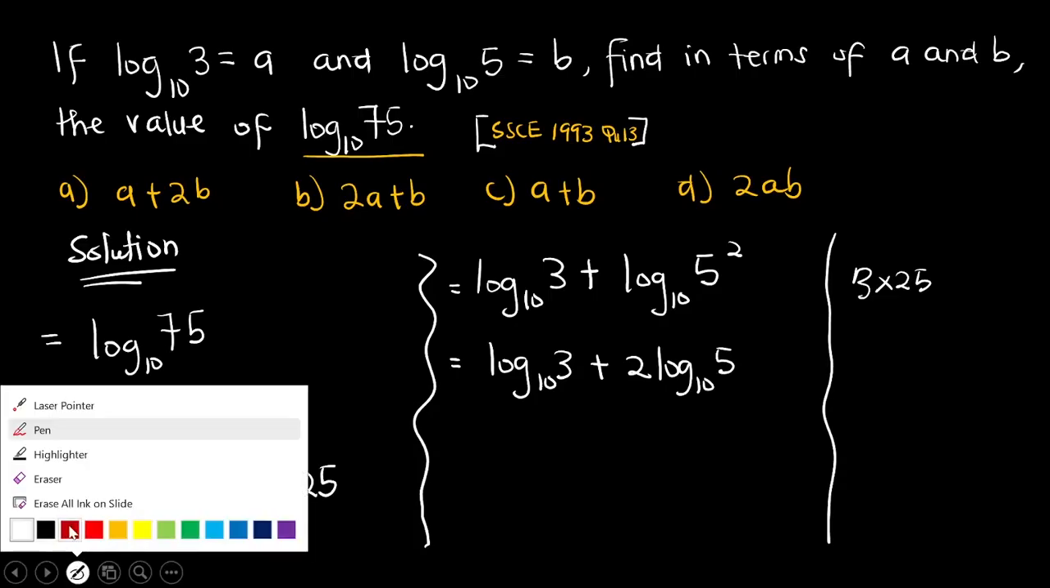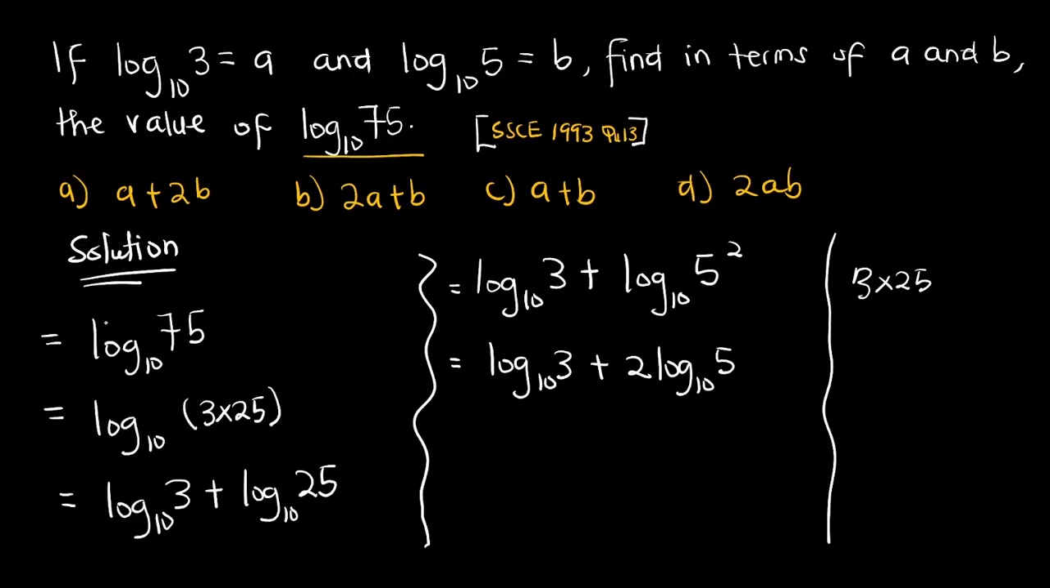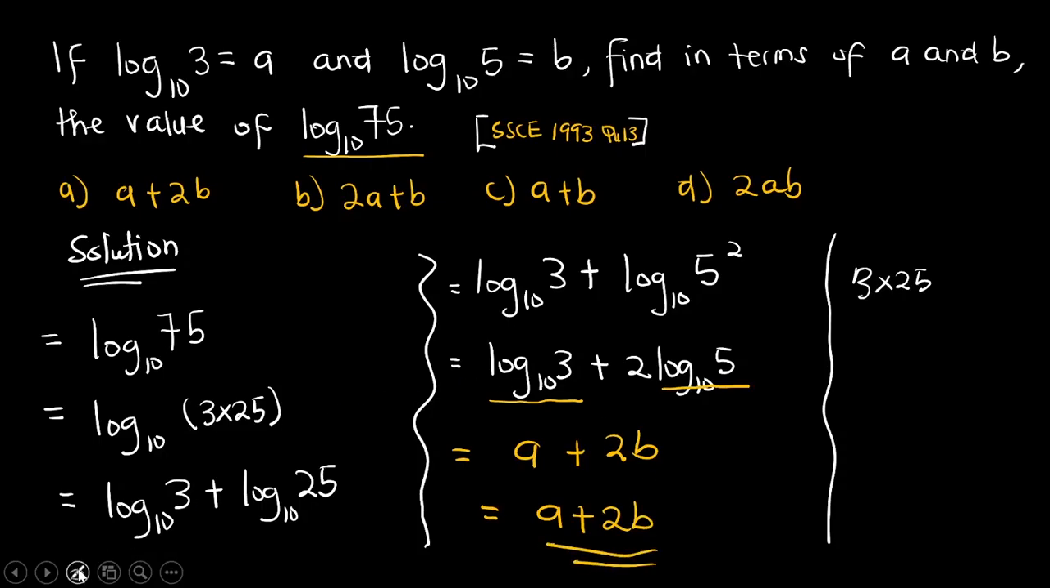Now the beauty here is that we have expanded log base 10 of 75 into the simplest form that we can. Per the question, log base 10 of 3 is a, so in place of log base 10 of 3 I'll write a, then plus the 2 here will remain, then in place of log base 10 of 5 I'll put b. So my final answer is a plus 2b. If I look through the possible options, I have option A, which is a plus 2b, as my correct answer.